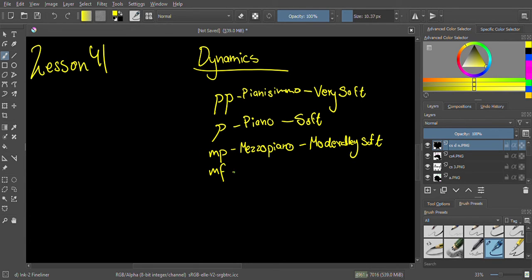This is where we start getting loud. So this means, as I said, it's mezzo forte. Sorry, it's a lowercase m followed by a lowercase f, and it's mezzo forte, spelled like this, and that means moderately loud. So it means moderately loud.